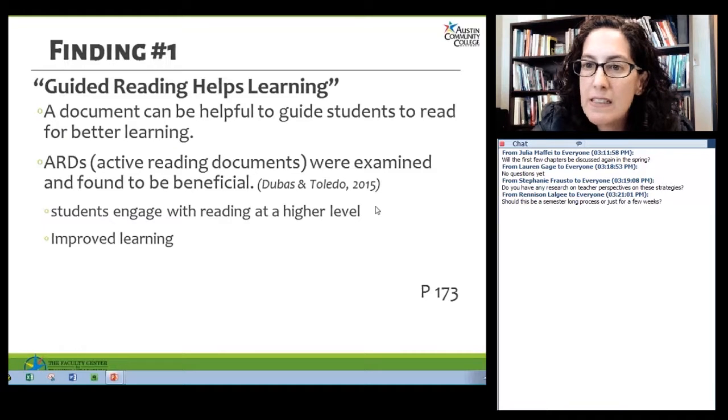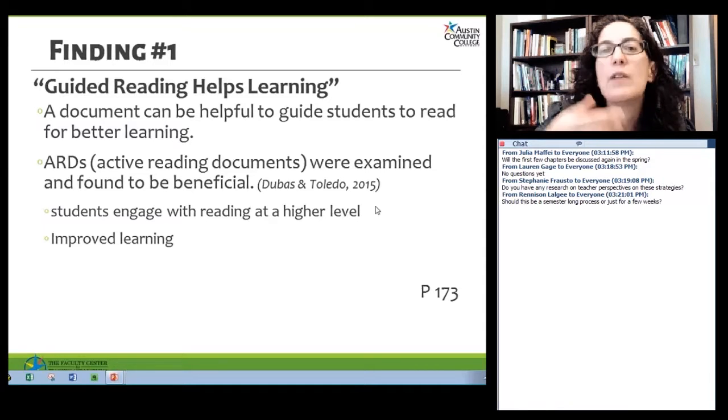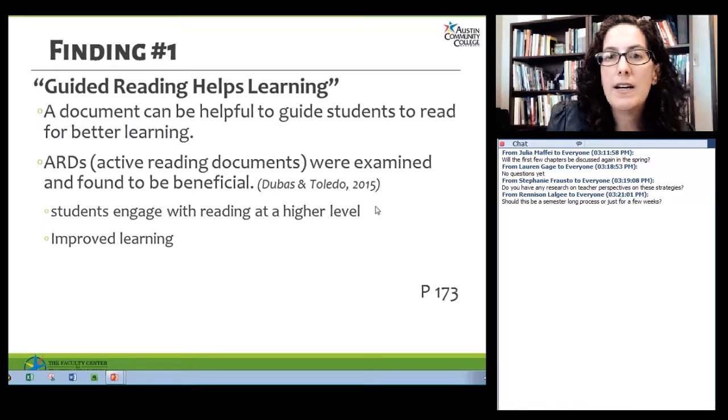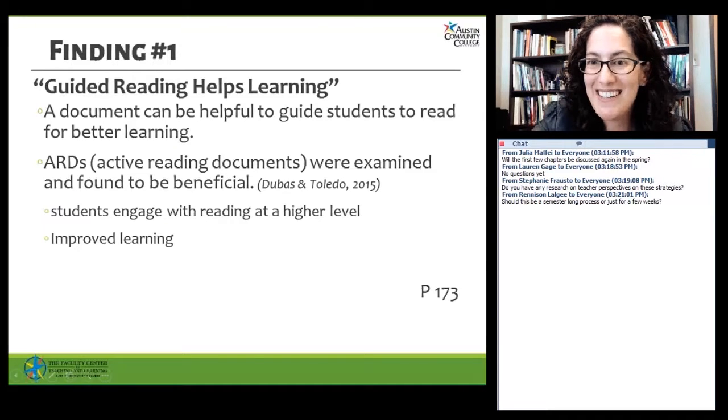Okay. Stephanie says, do you have any research on teacher perspectives on these strategies? You know, I'm just presenting the research in the book, and in some cases they will talk about students like it, teachers like it, but in this section, most of the research seemed to be about the effectiveness, and that's what I presented. But I'll say I enjoy getting my students to focus on these things.